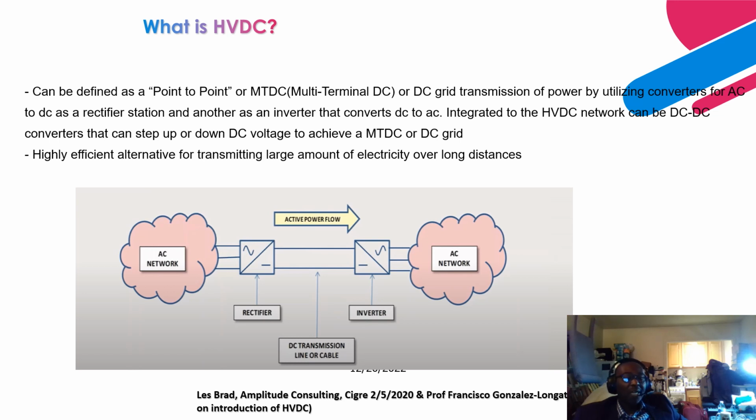Connected to this AC network, you have a rectifier, and like I made mention, what the rectifier does is basically convert the AC power and the AC current to a DC equivalent. And this is the DC transmission line or DC transmission cable. And on this end is the inverter. Basically, the function of an inverter is to invert the DC signal to an AC equivalent, and integrate it to the second AC network.